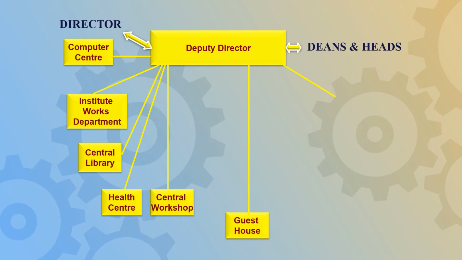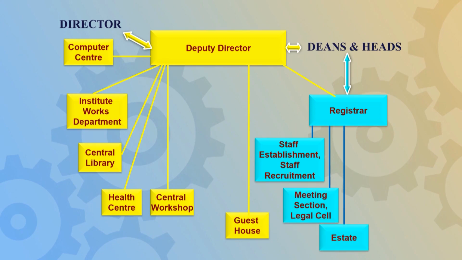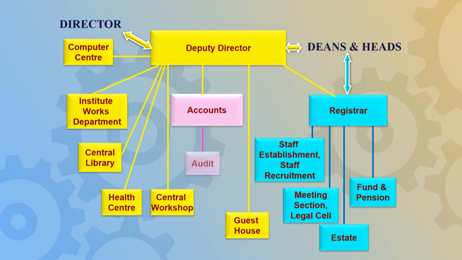And many central facilities are there, which are not in any particular department. They are also looked after by the deputy director, like the computer center, institute works department, central library, health center, central workshop, guest house, and so on. The registrar looks after the staff establishment, staff recruitment, meeting section, legal cell, funds and pension, and estate management. And so this is the detail of how the administration of the whole institute is done. The deputy director also looks into the accounts and audit, which also is directly linked with the registrar.